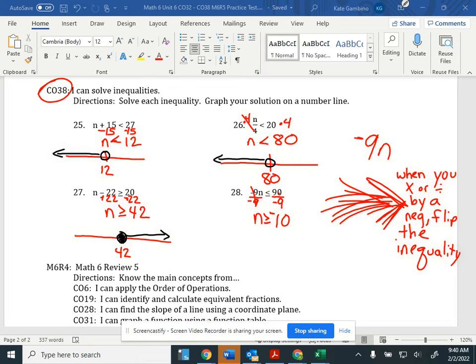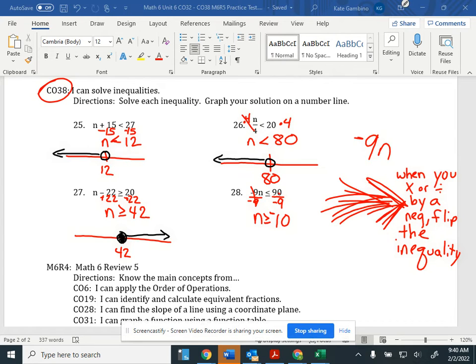Any questions about the inequalities? Okay. Any questions about graphing our inequalities? Remember, the first thing you have to do is you have to solve for your variable. Just like we did with the one step, you're doing that with the inequality. You're doing the same math, you just have an inequality, not an equal sign.